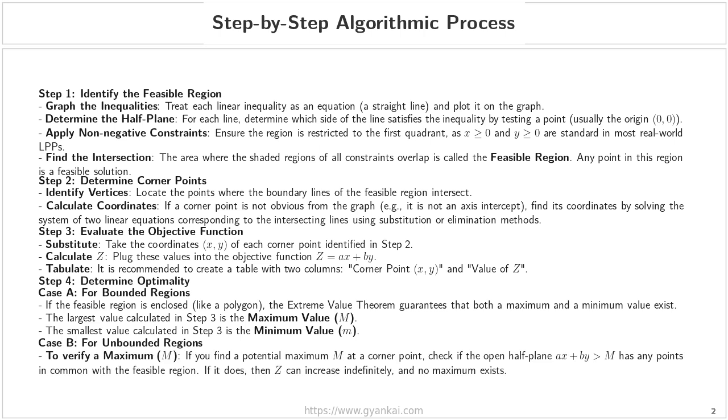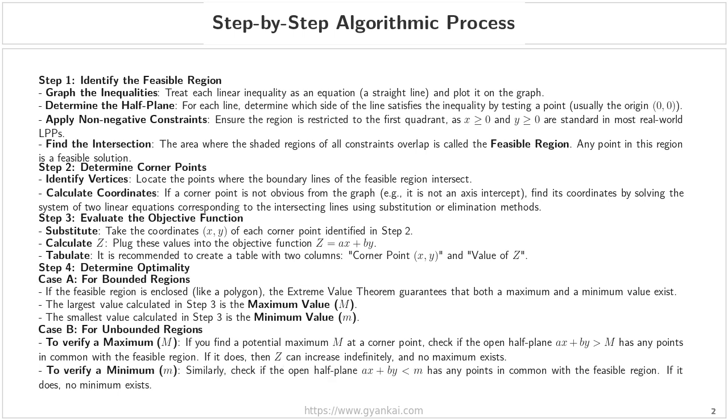To verify a maximum, if you find a potential maximum m at a corner point, you must check if the open half-plane, where a times x plus b times y is greater than m, shares any area with your feasible region. If it does, then z can grow infinitely large, meaning no maximum exists. The same logic applies to verifying a minimum. You must check if the area where a times x plus b times y is less than m overlaps with your region. If it does, then no minimum exists. Keep these steps in mind, as we are about to apply them to a practical production scenario in the next slide.